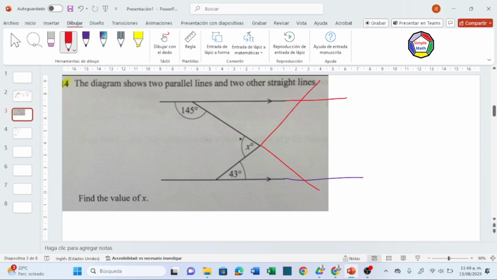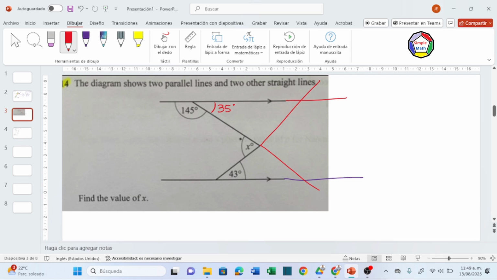So let's just start completing information. Let's work with the easy things. What is the measurement of this angle? The measurement of this angle is what is missing to 145, because 145 and this angle are supplementary angles. So both add up to 180 degrees. How much is missing to 145 to get 180 degrees? Actually 35. So this angle measures 35 degrees, because 145 plus 35 is 180 degrees.